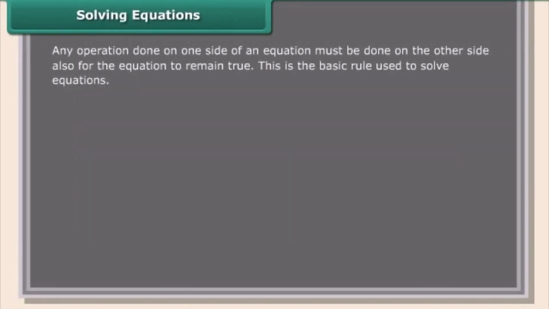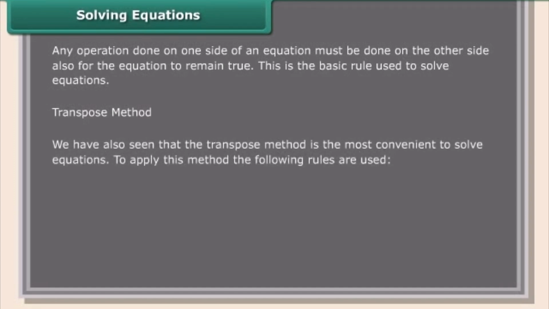Solving equations. Any operation done on one side of an equation must be done on the other side also for the equation to remain true. This is the basic rule used to solve equations. Transpose method. We have also seen that the transpose method is the most convenient way to solve equations. To apply this method, the following rules are used.